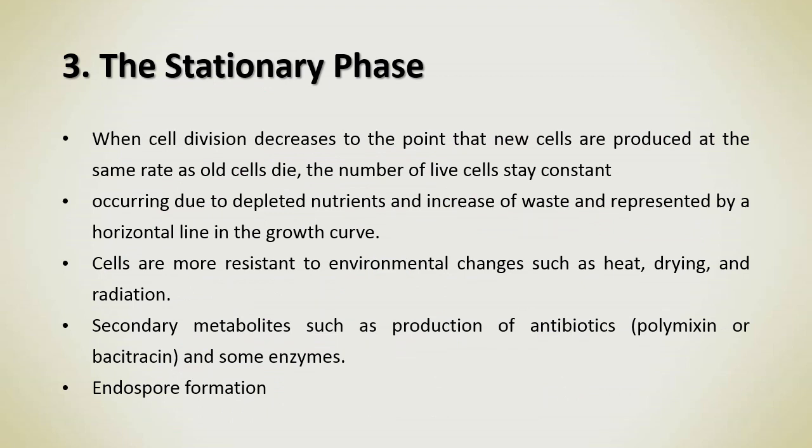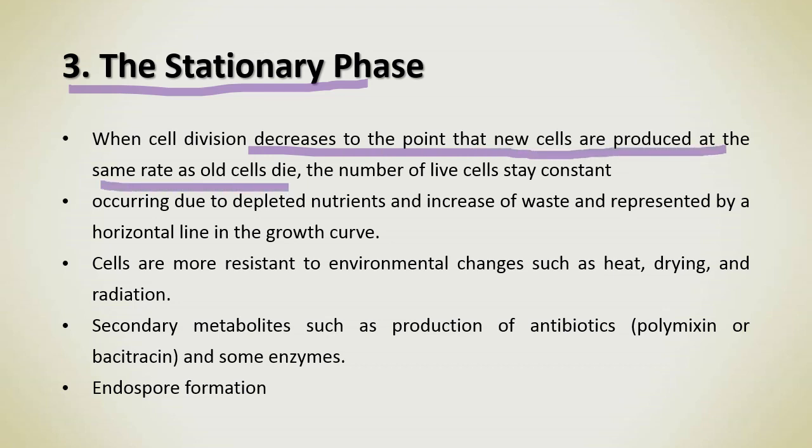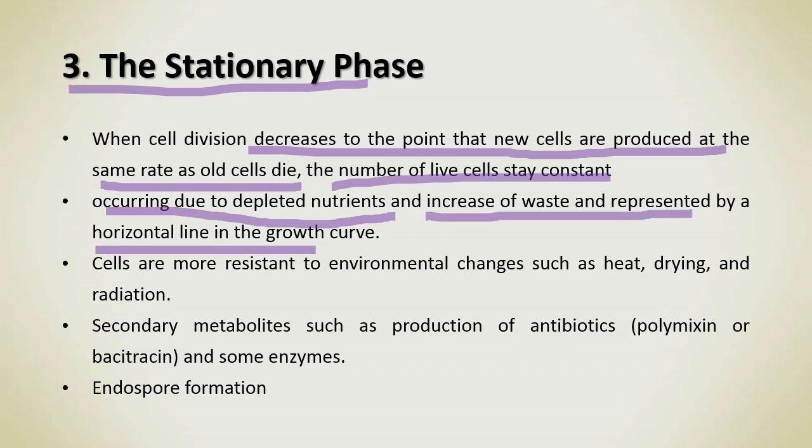Okay, third, the stationary phase. This is when cell division decreases to the point that new cells are produced at the same rate as old cells die, and the number of live cells stays constant. So just remember, the number of cell deaths equivalent to the number of new cells is the stationary phase. This occurs due to depleted nutrients and an increase of waste, and is represented by a horizontal line in the growth curve.